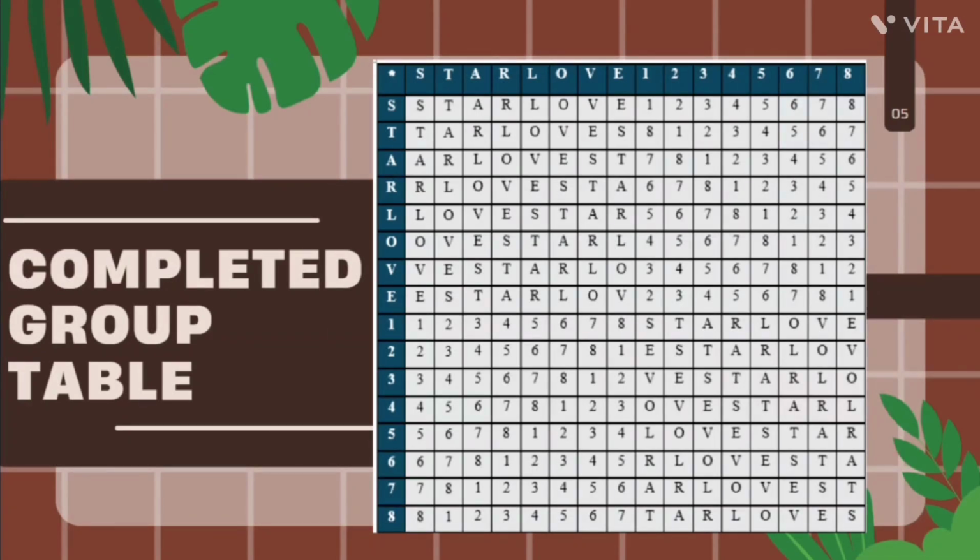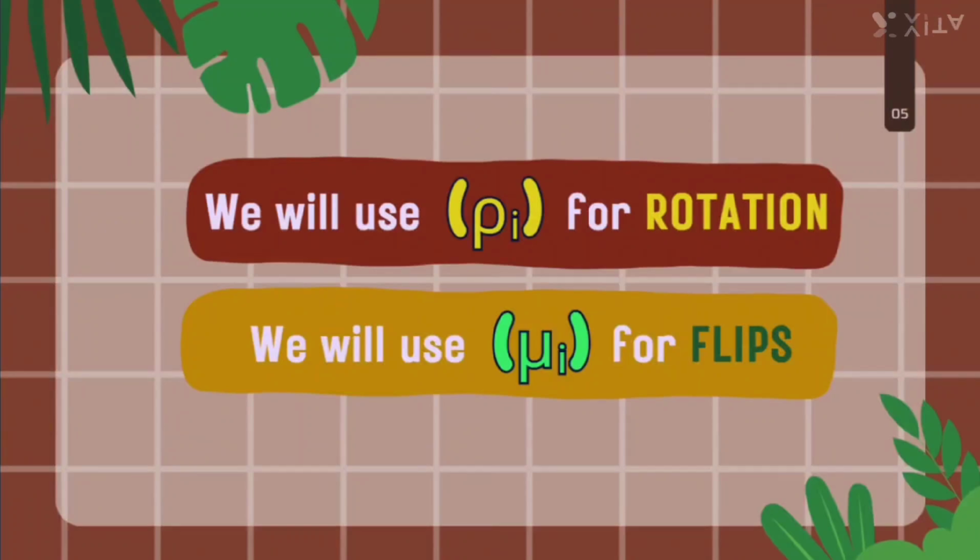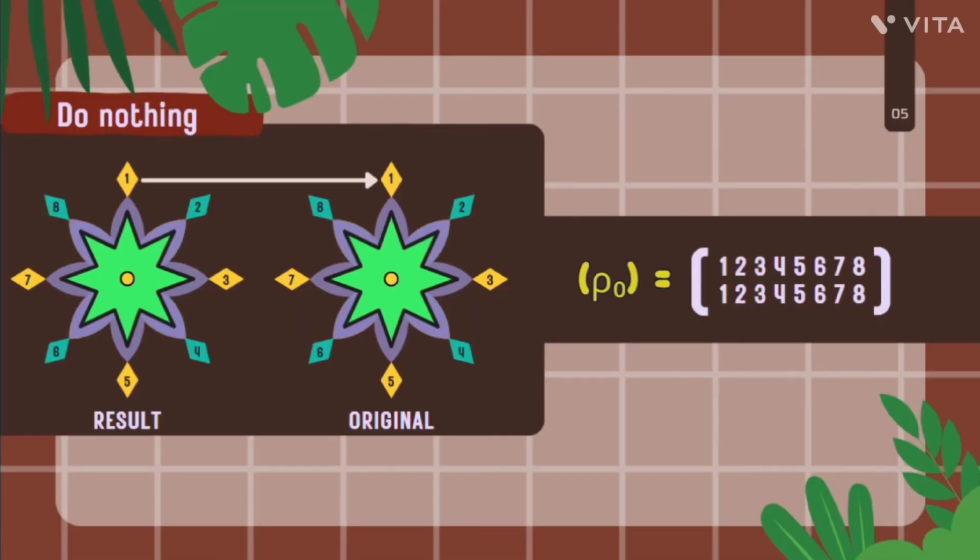We have here 16 elements, which are the elements S, T, A, R, L, O, V, E, and 1, 2, 3, 4, 5, 6, 7, and 8. Now, we will be using rho sub i for rotations and mu sub i for flips. So first is no rotation.